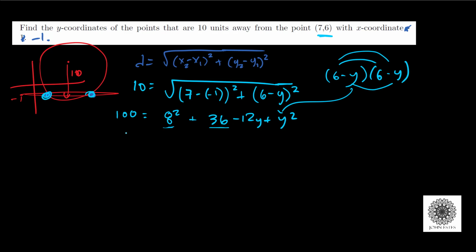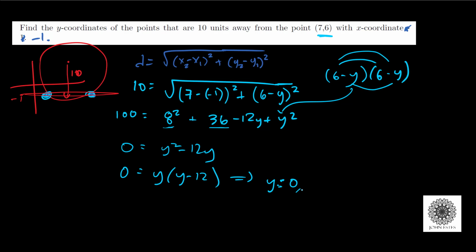Okay, so if you think about it, 8 squared is 64 plus 36, that is 100. So if I subtract 100 from both sides, I get 0 equals y squared minus 12y. This factors fairly easily. You can take out a y, and you get y times (y minus 12). And so there I have it. My solutions then are y equals 0 and y equals positive 12.